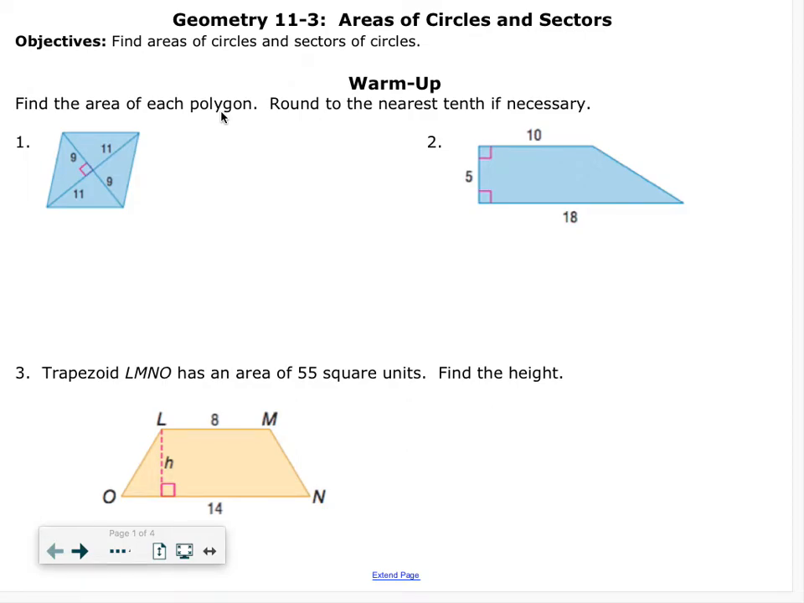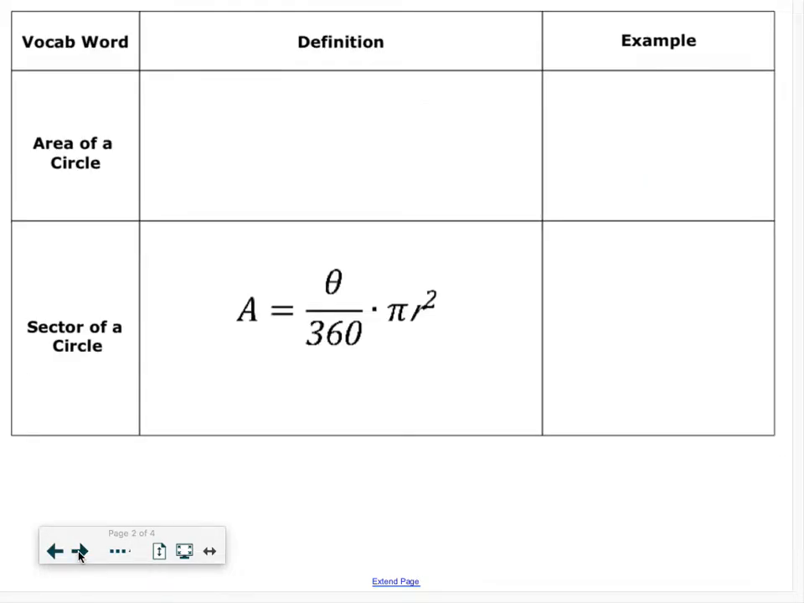Today we're looking at Geometry Chapter 11, Section 3, and we're focusing on areas of circles and sectors. Now, I'm going to leave these warm-up problems as extra practice. You can always try them and then look at the answer key or the note key on the Haiku or Power School page. Let's jump right into the lesson today.